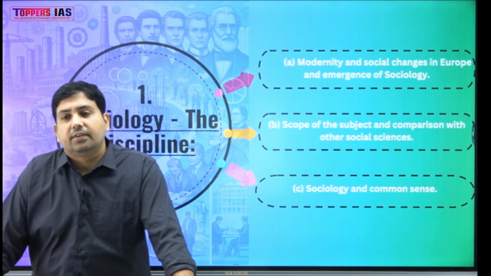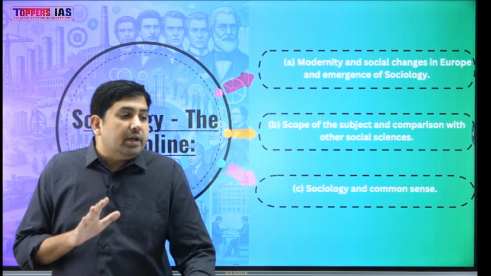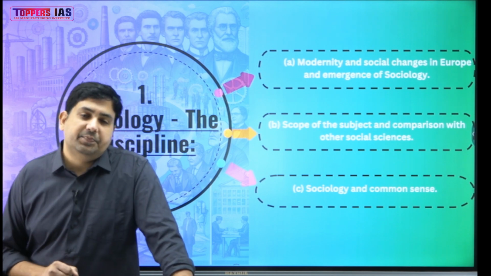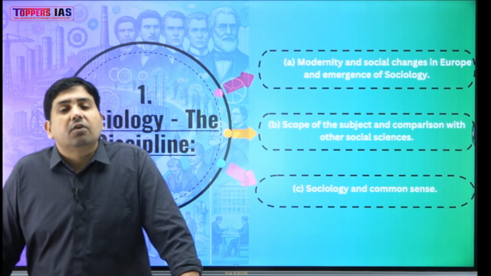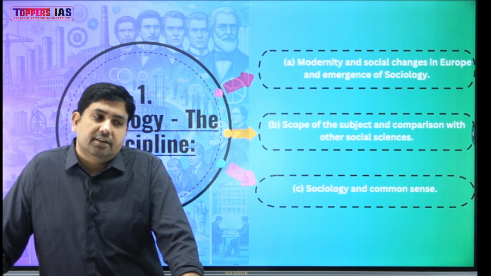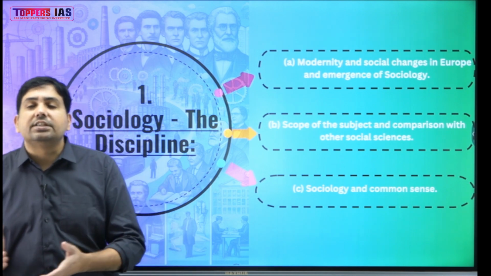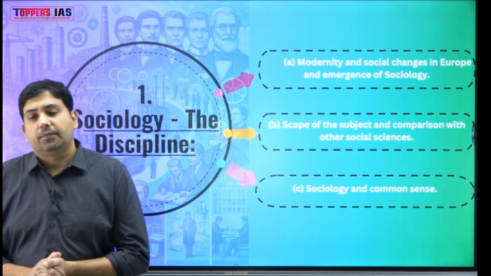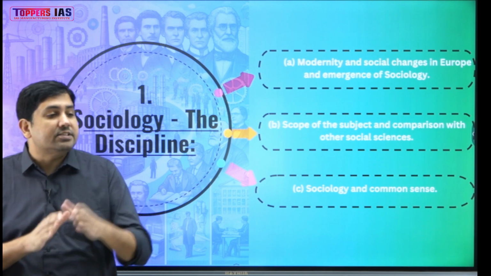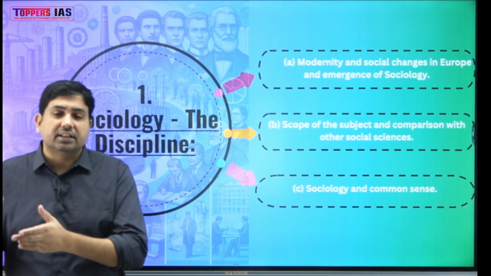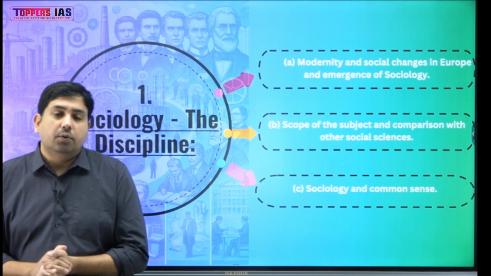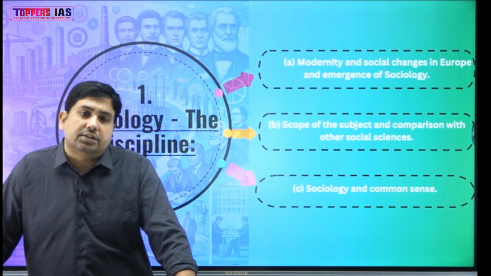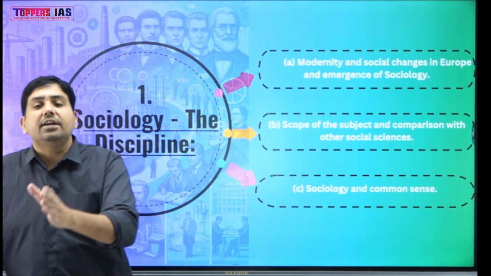Now see, imagine a time when life was very simple. People lived in small villages and traditions were very strong. Then suddenly what happened? Society experienced huge changes in Europe. We are talking in the context of Europe because this discipline emerged there first, not in other countries like Asian countries or African countries. So European society started experiencing huge changes, especially from the 17th to 19th centuries.